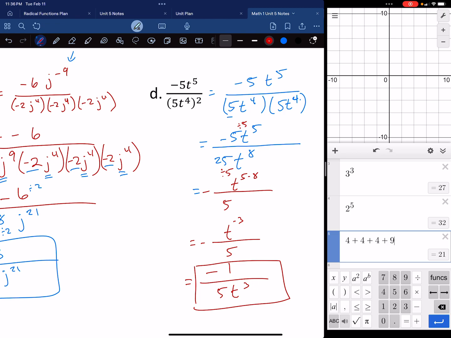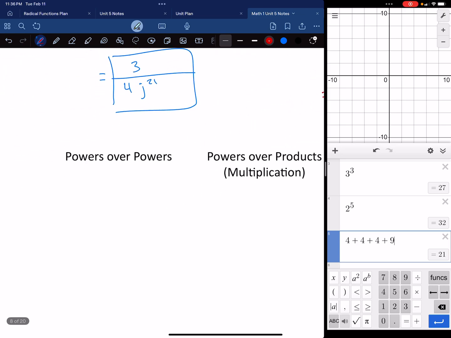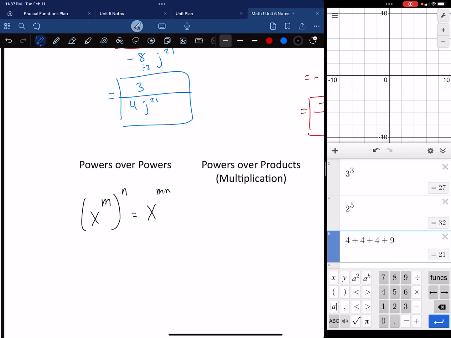Some of you should have seen the pattern at this point. Anytime we're raising a power to a power, say we have x to the m power, and I'm going to raise it to the n power. Anytime we're taking a power and raising it to a power, we're going to be multiplying these together, right? So if you look back to our problems, this is m times n.